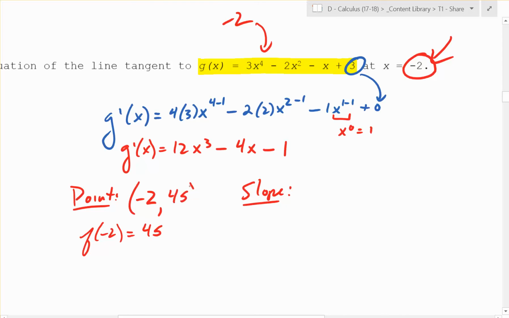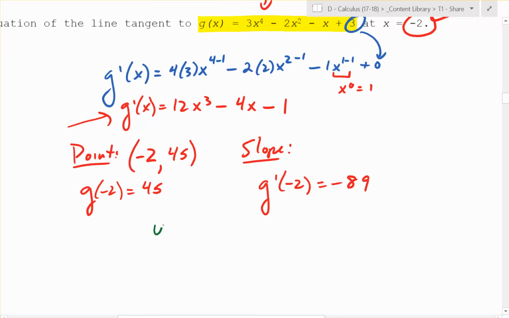So our point is (-2, 45). And our slope is what happens when you plug in, sorry, it's not f, it's g, excuse me. g prime of negative 2, and that's when you plug it into g prime. And when you plug that in, you end up with negative 89. So now you just fill in the blanks.